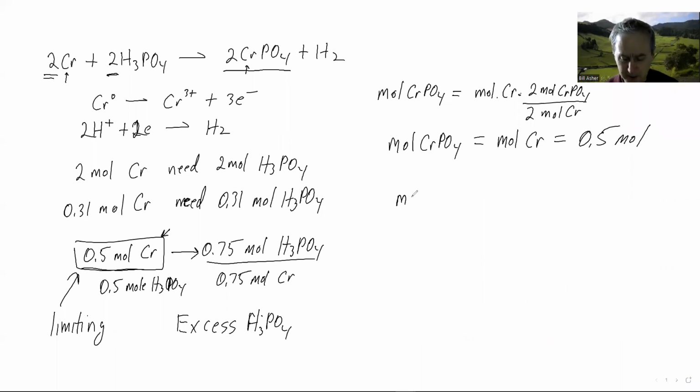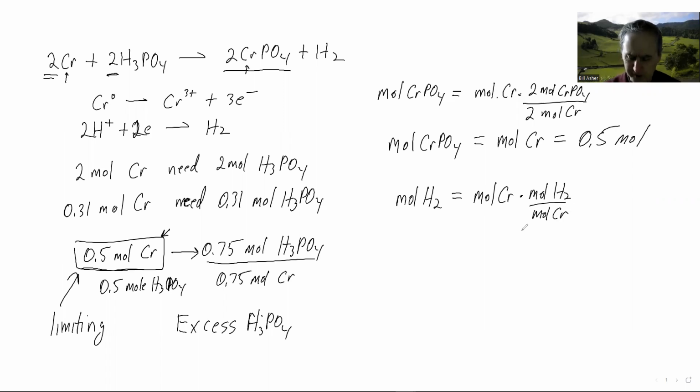So the moles of hydrogen, H2, is going to equal moles of chromium because that's the limiting reagent. At the end of the reaction, I'm going to have no chromium left over. All got converted to chromium phosphate. It's going to be moles of chromium times moles of H2 per moles of chromium.